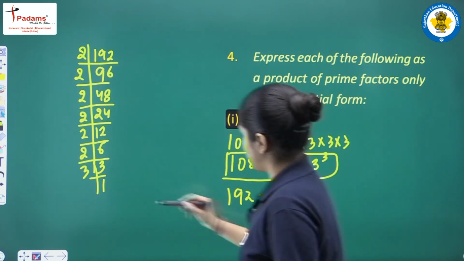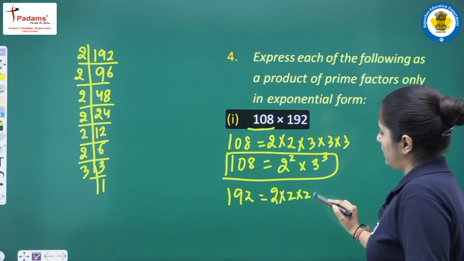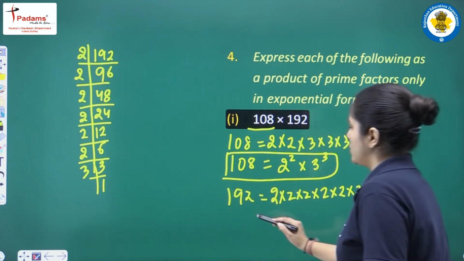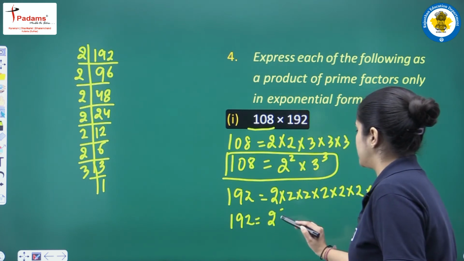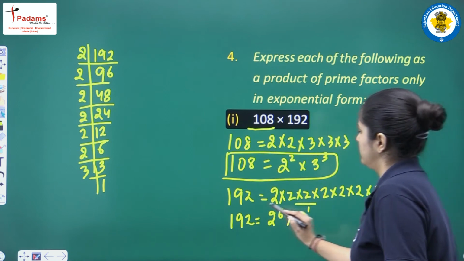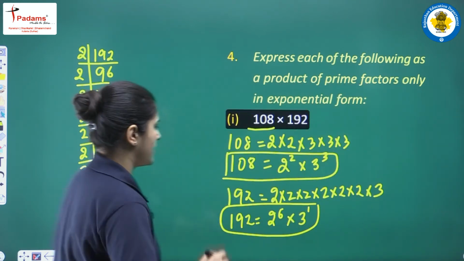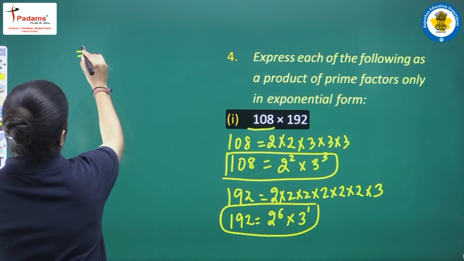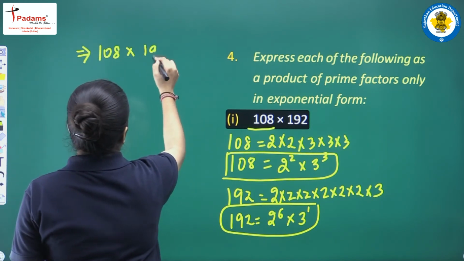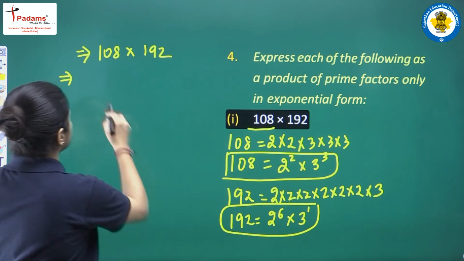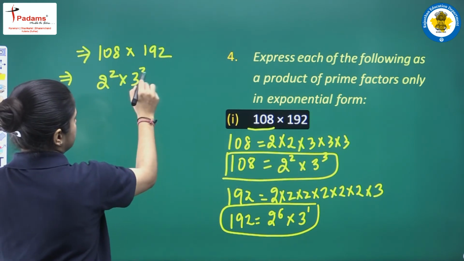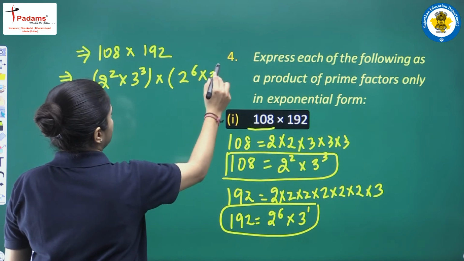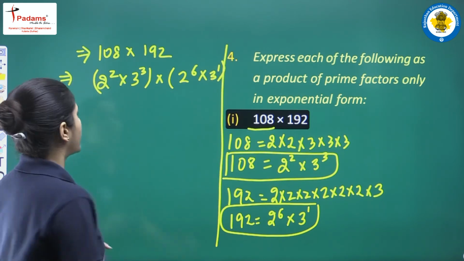1 2 3 4 5 6, 6 times 2 आएगा, and एक बार 3। ठीक है, सो 192 is written as 2 raised to power 6 into 3 raised to power 1. राइट, तो ये ऐसे आ गया। ठीक है students, अब हमें question में क्या बोला गया है? हम इन दोनों चीजों को multiply कर रहे हैं ना। सो 108 multiply by 192, right. तो 108 की जगह पे मैं ये लिख सकती हूँ ना, ये चीज 2 raised to power 2 into 3 raised to power 3, right. और 192 की जगह मैं ये लिख सकती हूँ 2 raised to power 6 into 3 raised to power 1, right students.